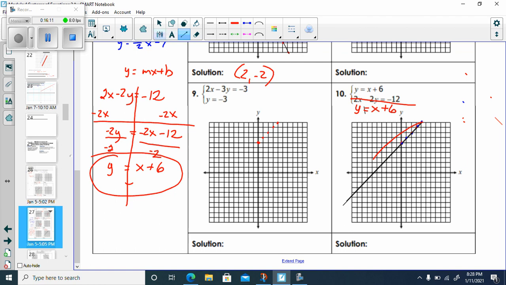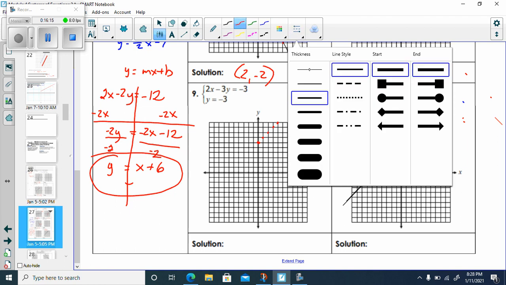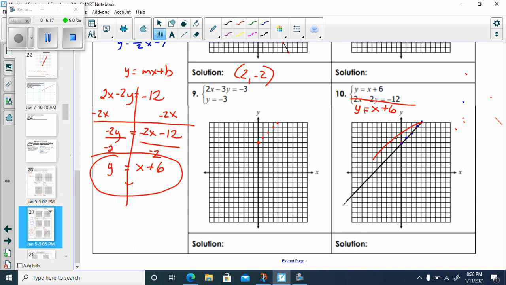Now, what do I know about the solutions then if these two are the exact same line? What do I know about every point on here? Every point on here is on both lines, isn't it? The solution is that there are an infinite number of solutions.